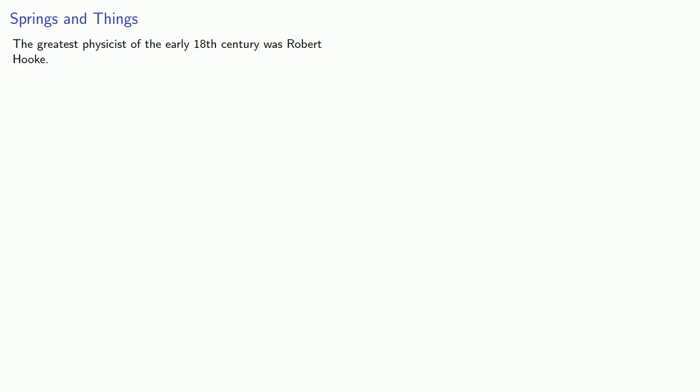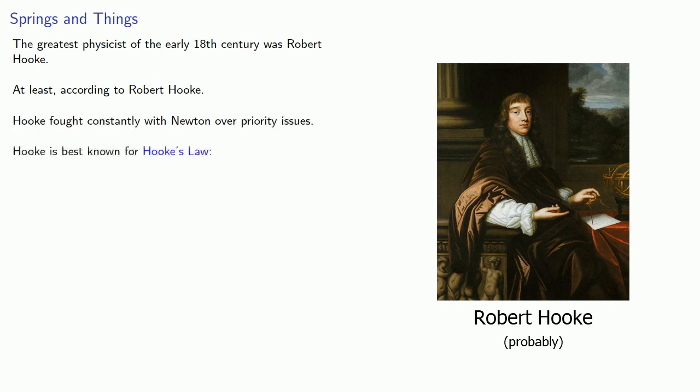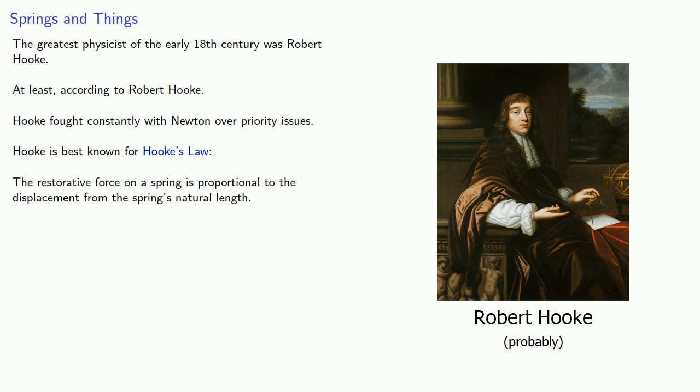The greatest physicist of the early 18th century was Robert Hooke. At least, according to Robert Hooke. Hooke fought constantly with Newton over priority issues. Hooke is best known for Hooke's law. The restorative force on a spring is proportional to the displacement from the spring's natural length.